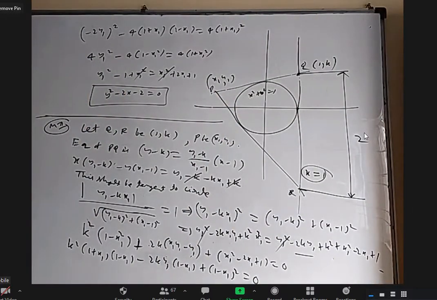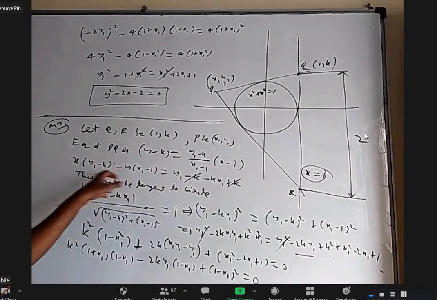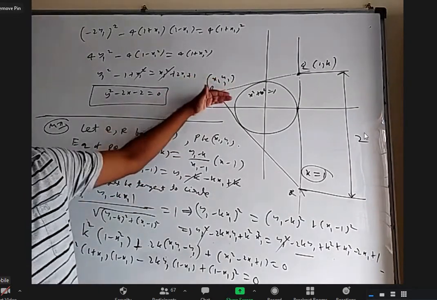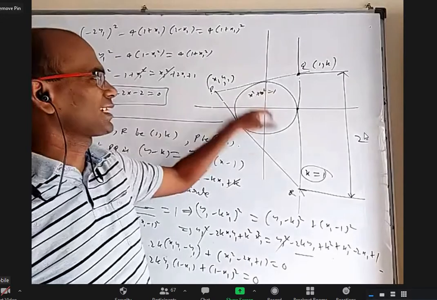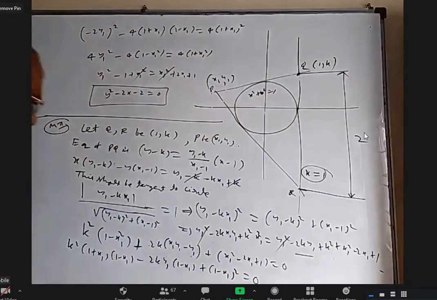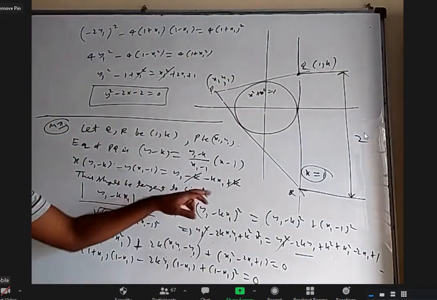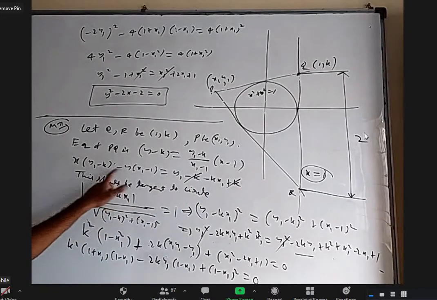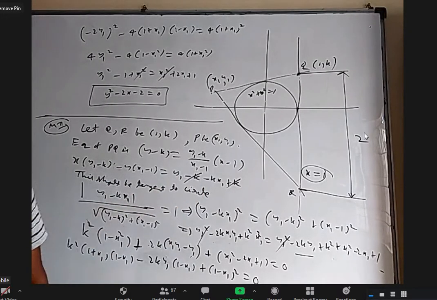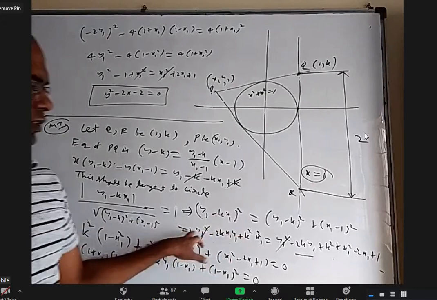Yes, sir. Okay, that's what I have done here. I found line PQ. But what should this line PQ be? Tangent to the circle means the perpendicular distance from the center equals the radius. So the distance from the origin to this line is mod c by root over a square plus b square. That should be equal to radius 1. I brought the denominator here, squared and expanded.